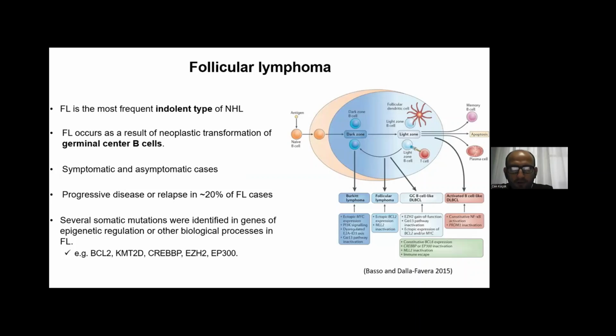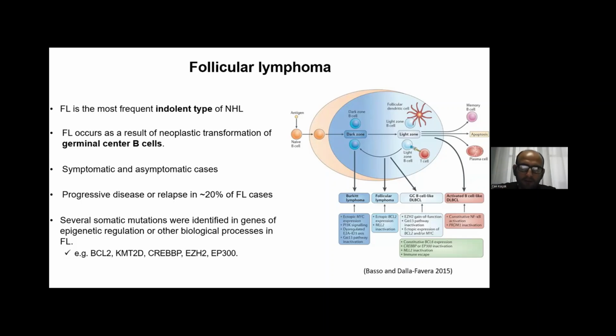So what is follicular lymphoma? This is the most frequent indolent type of non-Hodgkin lymphoma. It occurs as a result of neoplastic transformation of germinal center B cells. As you can see, most of the B-cell lymphomas, both Hodgkin and non-Hodgkin lymphomas, arise from abnormalities in the germinal center tissue.